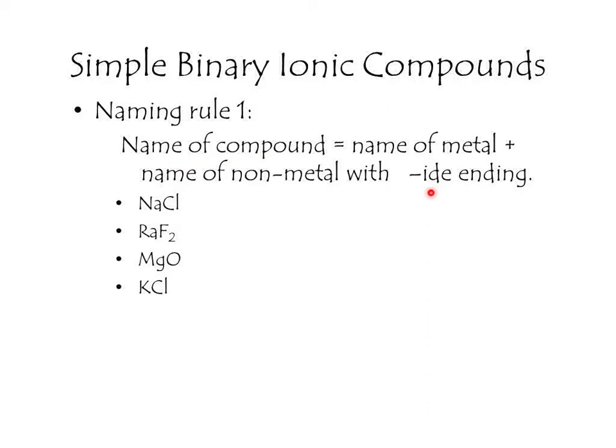So, for example, if we take NaCl, Na is sodium and Cl is chlorine, so it would have the name sodium for the metal and chloride for the nonmetal. Again, you take chlorine and change the ending to IDE. Let me do the next one. If we look at the periodic table, the name of the metal for RaF2 is radium. And the nonmetal is fluorine, which turns into fluoride. So that's how you would name these: sodium chloride and radium fluoride.